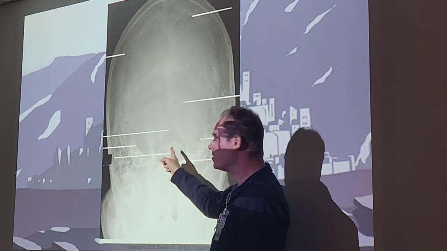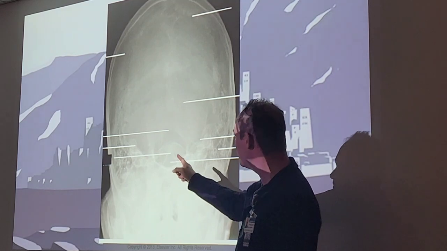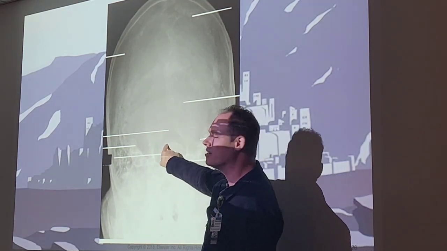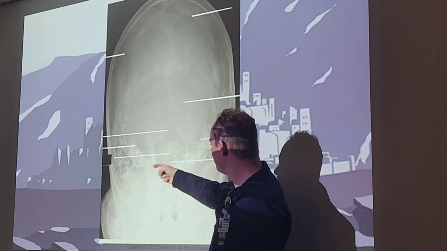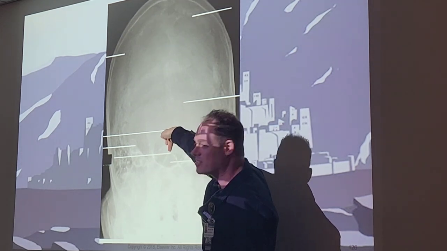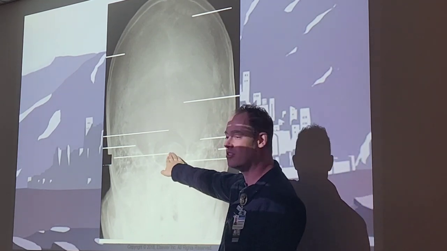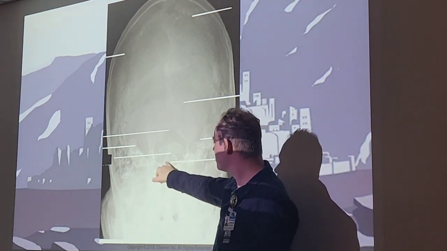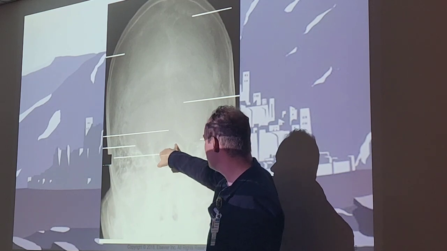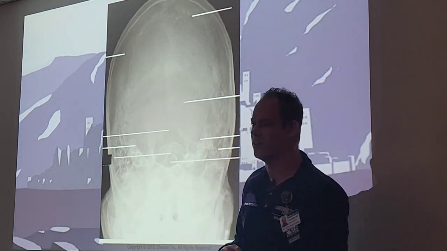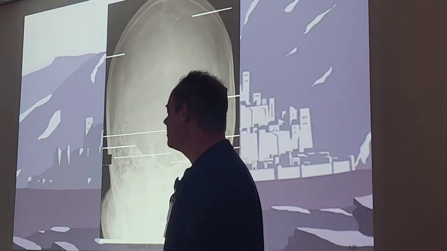Dorsum sellae. And this one's been positioned so well and the quality so good, we can actually see another part. Y'all see this? That's your anterior clinoid process. So in the middle of those two going down here would be the sella turcica. Although we don't label sella turcica here, that's where it'd be located. So posterior clinoid, anterior clinoid, dorsum sellae.